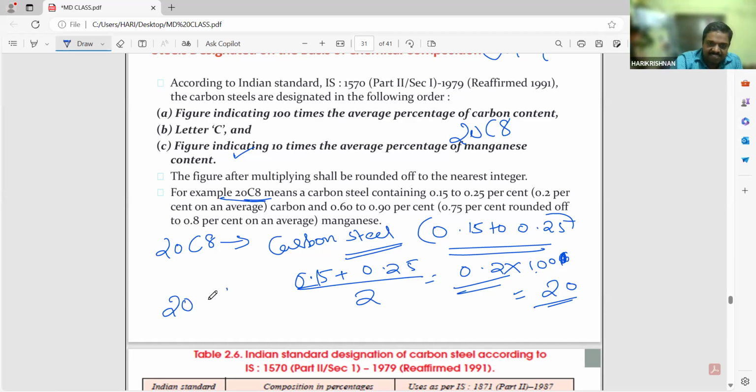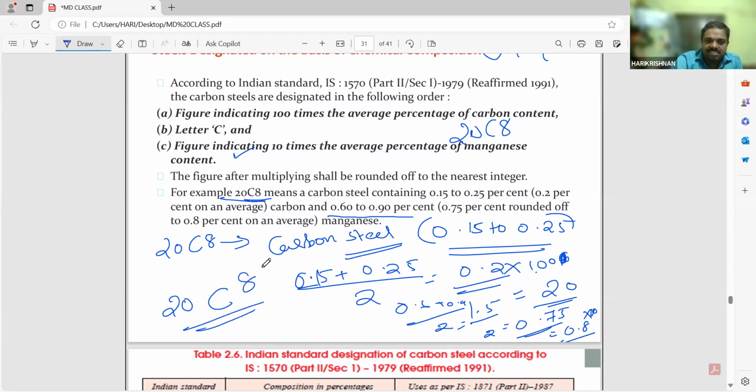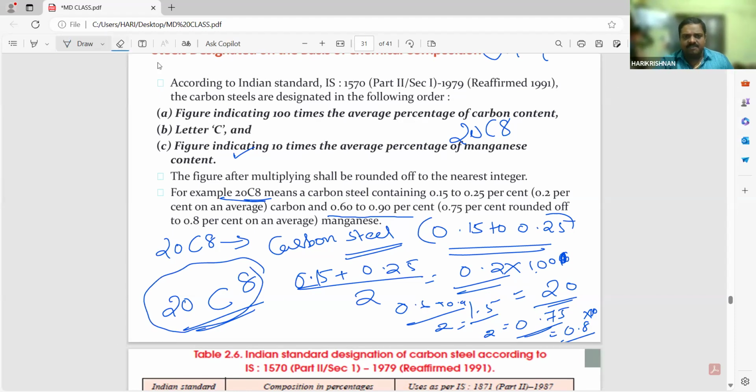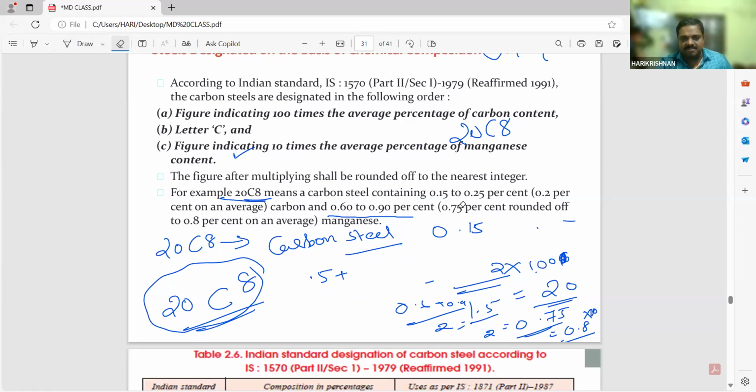Then you will write the symbol C. It has manganese percentage of 0.6 to 0.9. 0.6 plus 0.9 is 1.5, by 2 it is 0.75. We will not take 0.75; we will round to the next value, so it will be 0.8. You have to multiply this by 10. What do you get? 8. So this is how it is designated. Any doubt? Is the concept clear now? If it is not clear, I will explain it once again. Please listen.